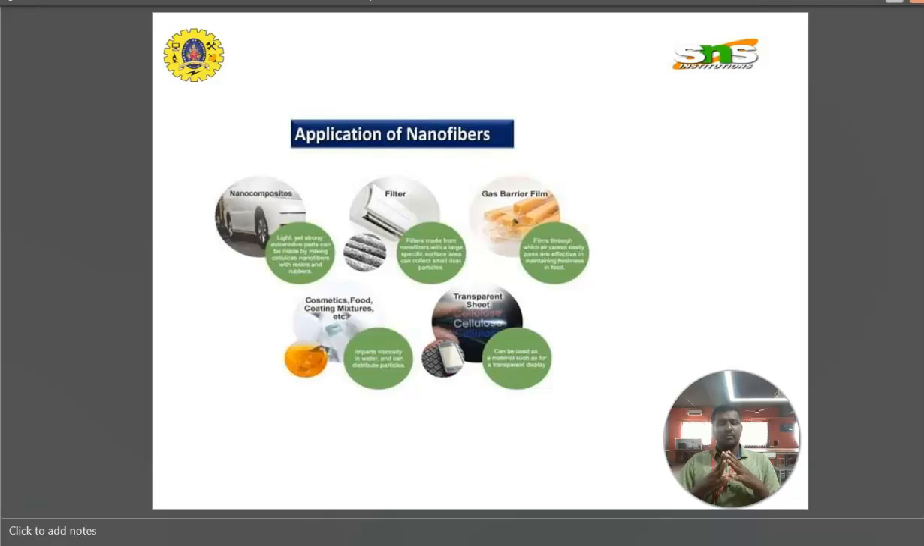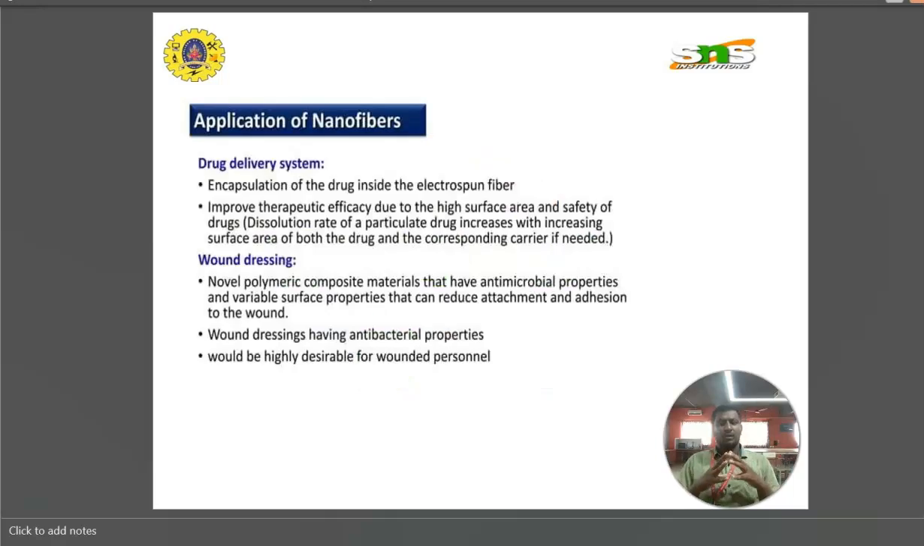Next, we will see the applications of nanofibers. Nanofibers are widely used in nanocomposites, filter applications, gas barrier films, transport sheets, and finally cosmetics. Nanofibers are also used in biomedical applications.